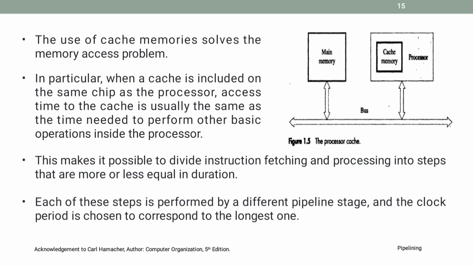So because of cache, the delayed accessing of program and data from main memory is eliminated, because a copy of it is maintained in cache memory, and from cache memory it is given directly to the processor. Hence access time is reduced and each of the steps performed by different pipeline stages now will have almost the same duration. That is the role of cache.